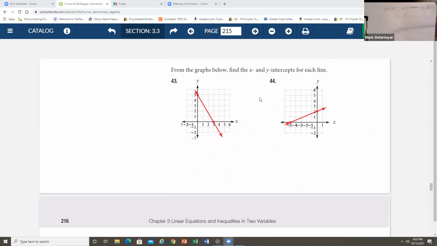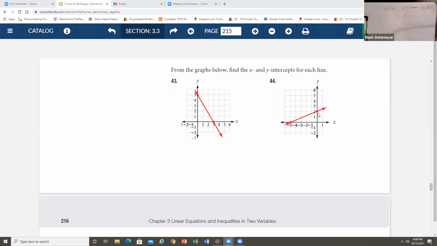Problem number 44. What would be the y-intercept of this linear equation? Number 44, the y-intercept will be 2. For problem 44, the line, the linear equation's graph, this red line crosses the y-axis at what point? (0, 2), exactly. So (0, 2), that ordered pair that I'm pointing to right here, would be the y-intercept.